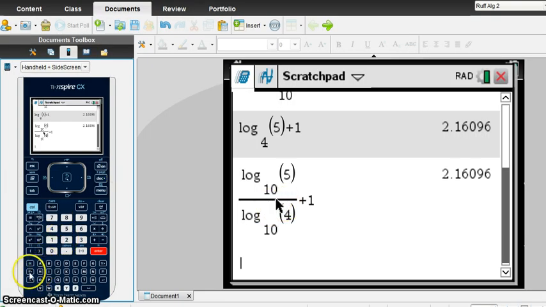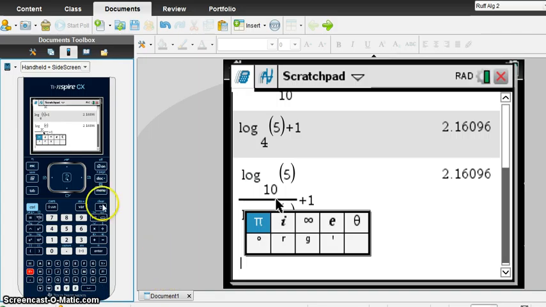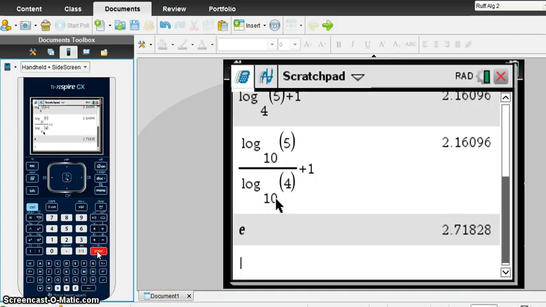Okay, if you go to the little pi button down here on your calculator, it brings up this menu, and then e is one of the options. If you go over and click on that one and hit enter, it'll give you the value of e. E is 2.72 approximately.